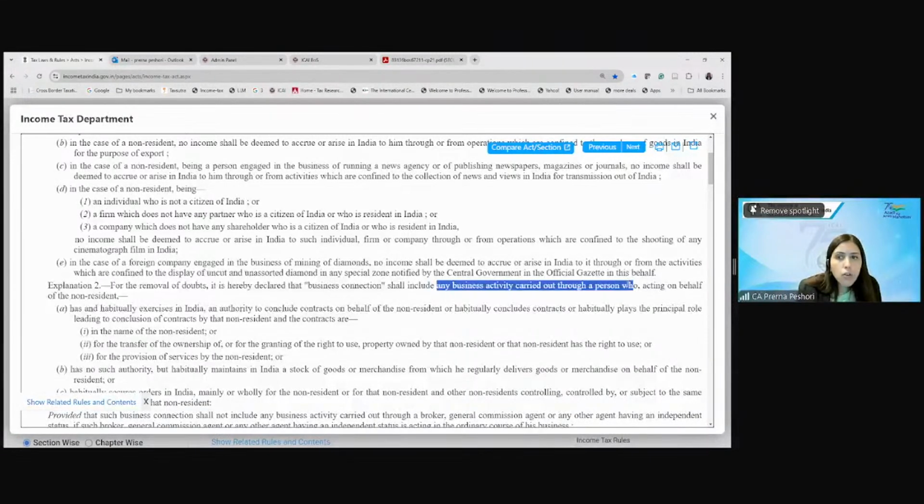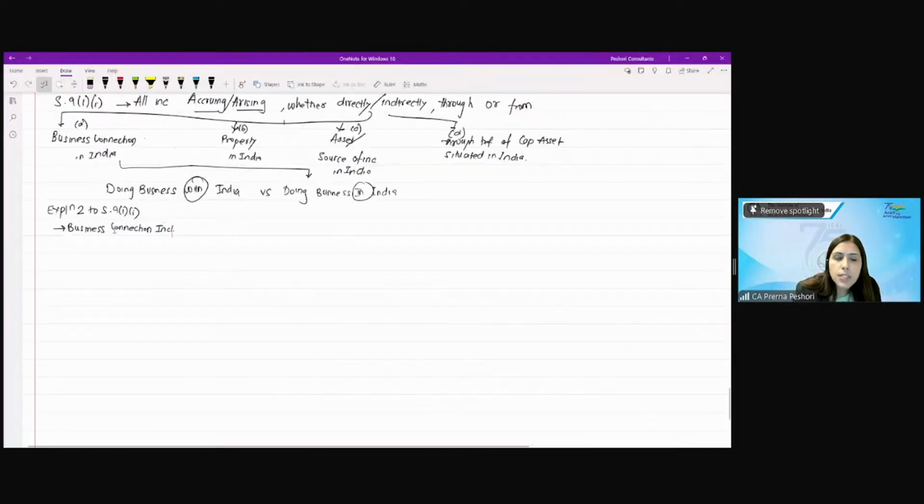So a person who is acting on your behalf. What is he called usually? Agent. Right? So, agent of a non-resident. So, any business activity carried out through an agent. That's what in simpler language it would mean, isn't it? So, we'll just write it over here. Business connection includes the business activity carried out by an agent. Right?